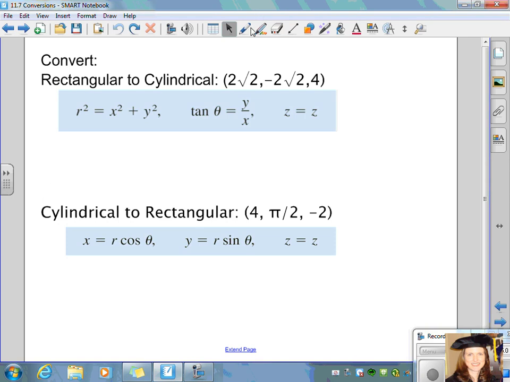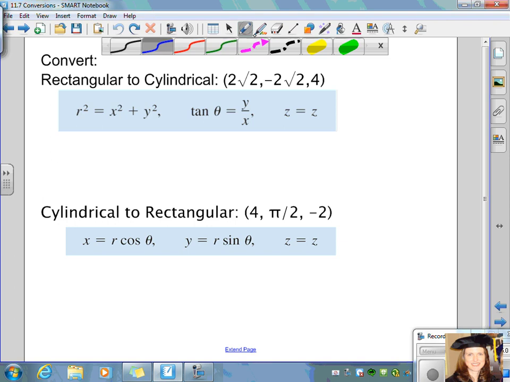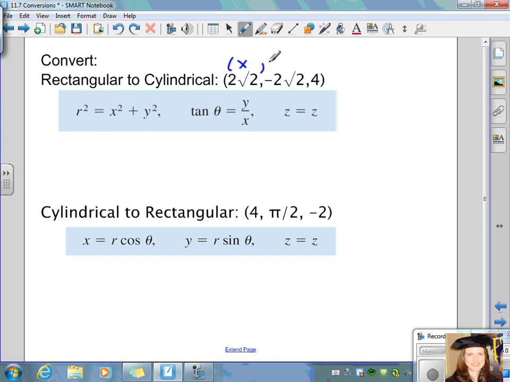Our first example is converting the rectangular point to a cylindrical point using the cylindrical coordinate system. Let's go ahead and identify the parts of the rectangular coordinates x, y, z. So x is equal to 2 radical 2, y is equal to negative 2 radical 2, and z is equal to 4. Now these are the conversion equations so that we can convert from rectangular to cylindrical. And in cylindrical, the coordinates are r, theta, and z.